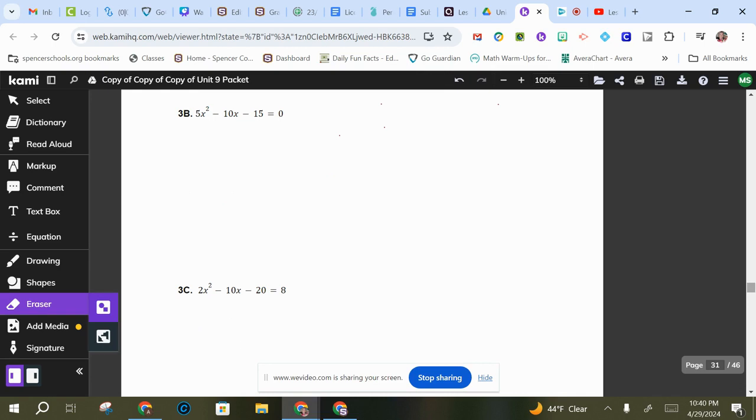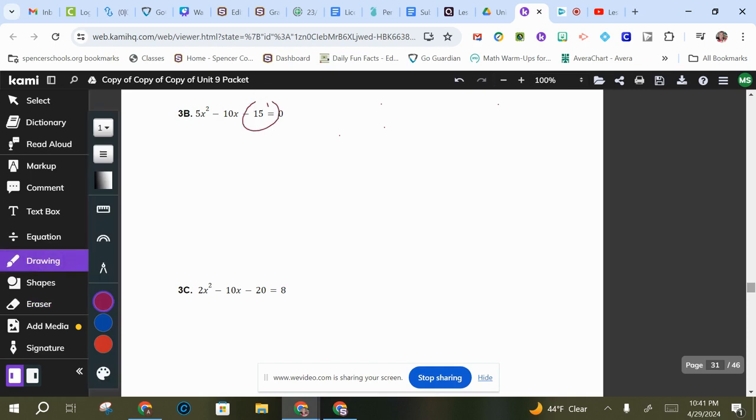So remember, we're working on ones that have an A that is not 1. So in this case, that's 5. But we're still going to get rid of the C that's right there. So we're going to start this with 5x squared minus 10x equals 15. And why it equals 15 is because I added 15 to both sides to get rid of the old C.